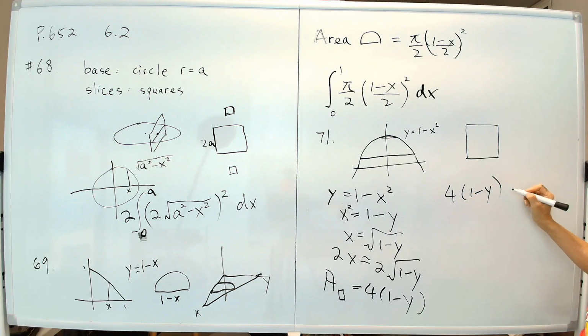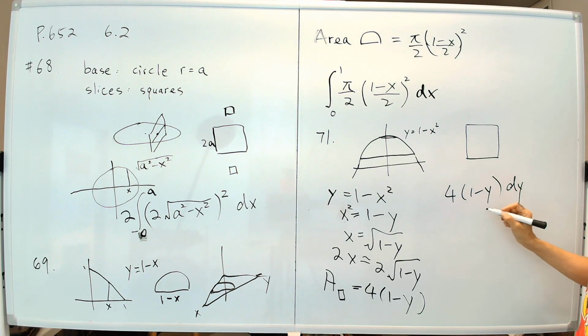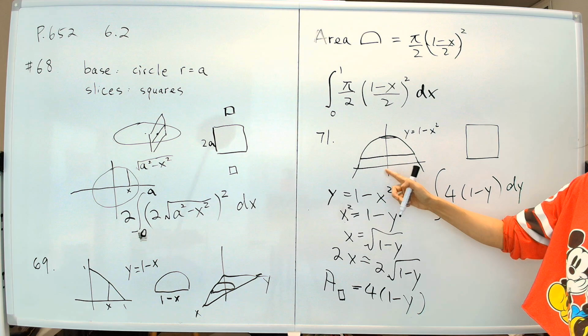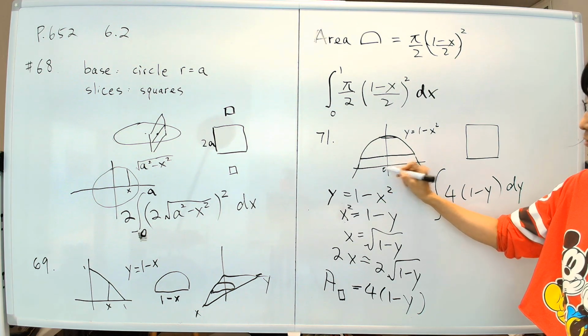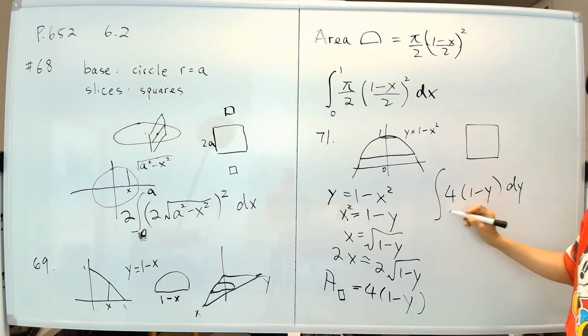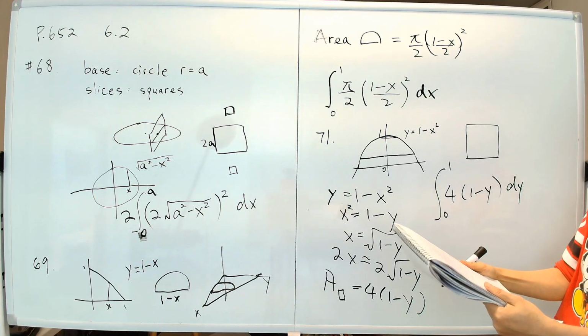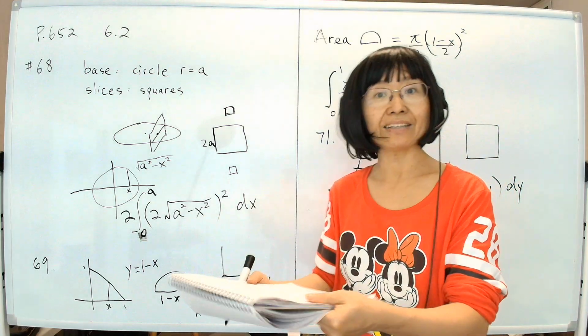Remember what dy is. And then we integrate. So that's one of these things, and we integrate. This is 0, of course, and that's 1. So we will integrate from 0 to 1. And that marks the end of the problem.